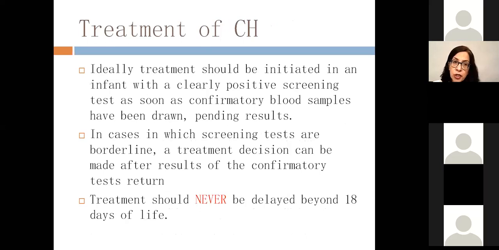Ideally, treatment should be initiated in an infant with a clearly positive screening test as soon as confirmatory blood samples have been drawn, pending the results. If I said 15 normal, 15 to 30 gray zone, and above 30 congenital hypothyroidism. So if you get a TSH level above 30, take the blood sample for the confirmatory test and start the treatment. Don't wait for the result of the blood test. If the patient is in the borderline range, 15 to 30, you can wait for the confirmatory results and then make your decision.